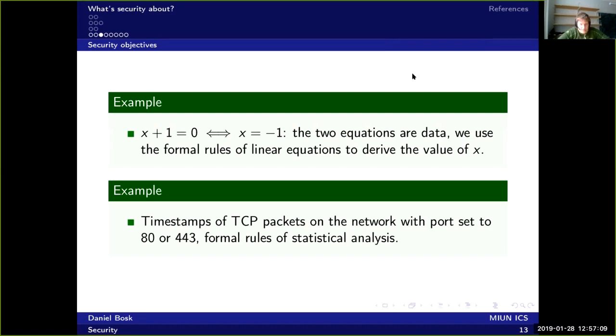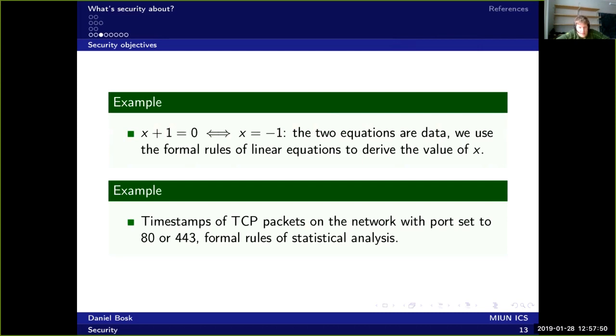Another example is x plus 1 equals 0 implies that x is minus 1. The two equations are data, and in this example we've used the formal rules of linear equations to derive the value of x. If we have the first equation, x plus 1 equals 0, we can figure out what x is. And another example is timestamps of TCP packets on the network, with the port set to either 80 or 443. These are the two ones usually used for the HTTP protocol.